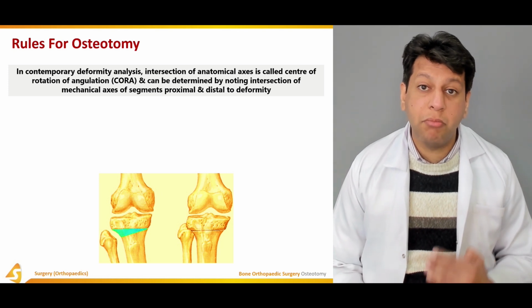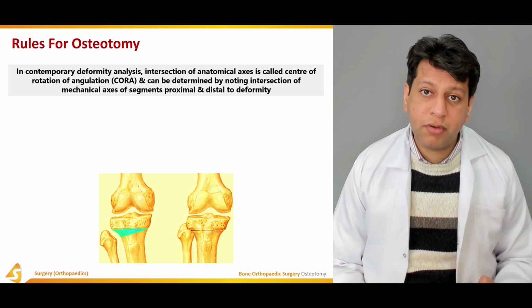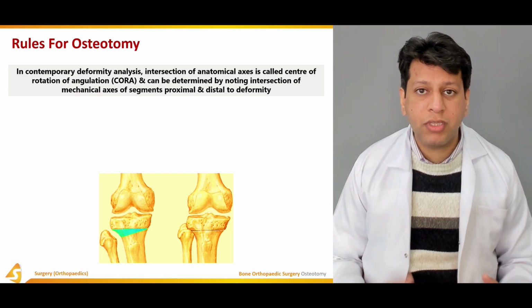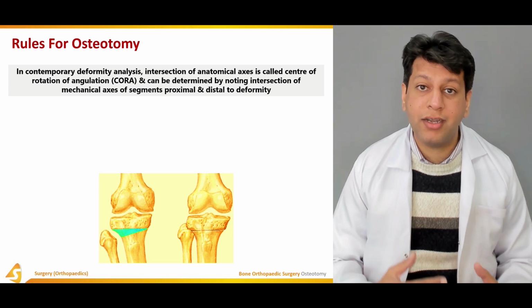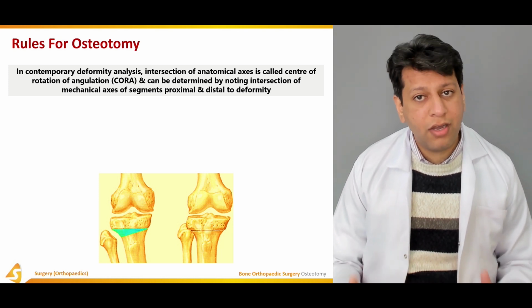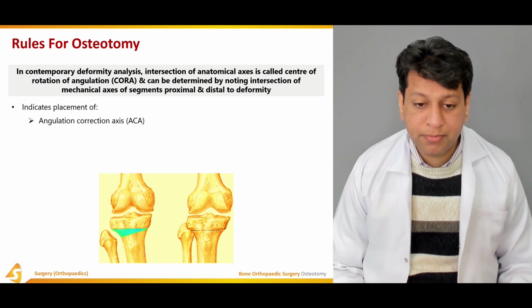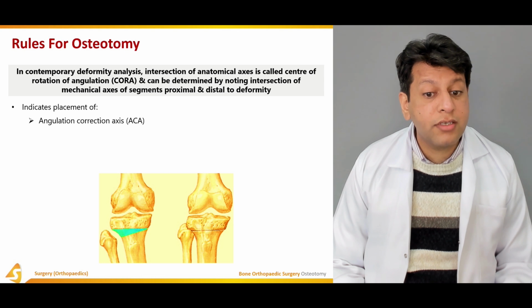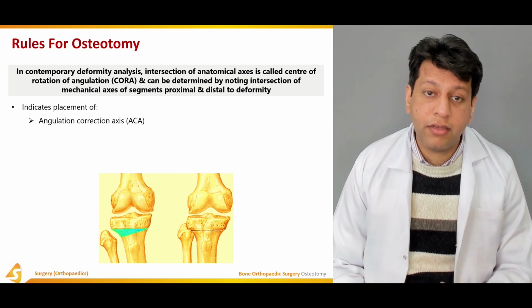and where actually the center of rotational axis lies. Is it above the deformity? Is it at the level of deformity? Or is it below the level of deformity? That is how we determine whether we have to perform one osteotomy at the level above or below, or whether we have to perform multiple osteotomies. So it indicates the placement of the angulation correction axis, that is where we have to correct the deformity.